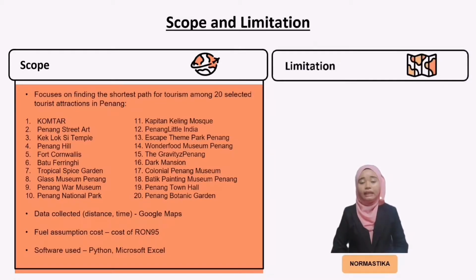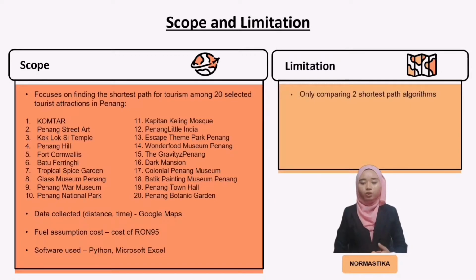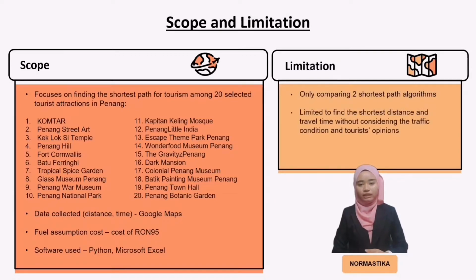Limitation of the study. This study is limited to only comparing two of the shortest path algorithms in finding the shortest distance and travel time without considering the traffic condition and tourist opinions. Besides, the study also focuses on the tourist attractions in the city of Penang.